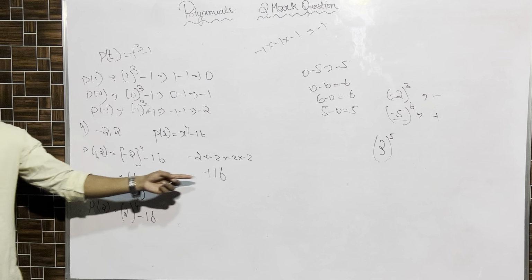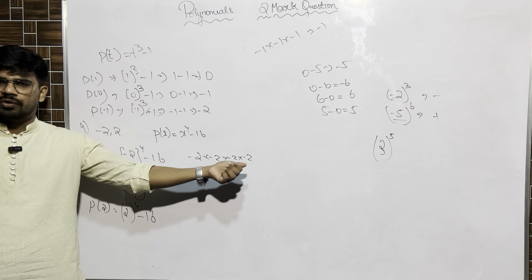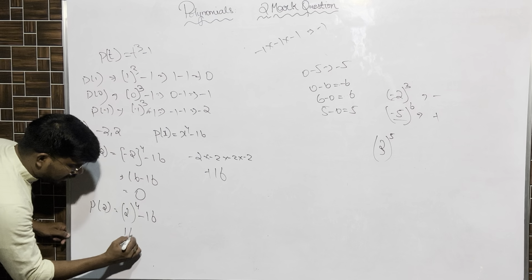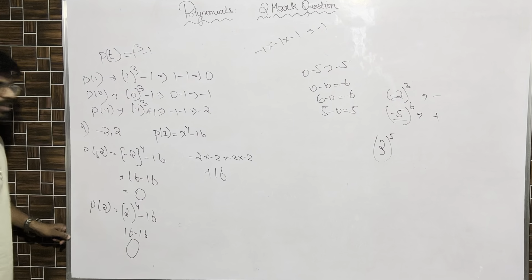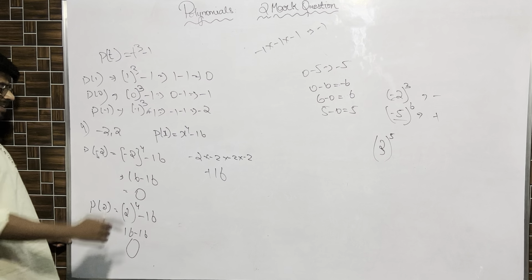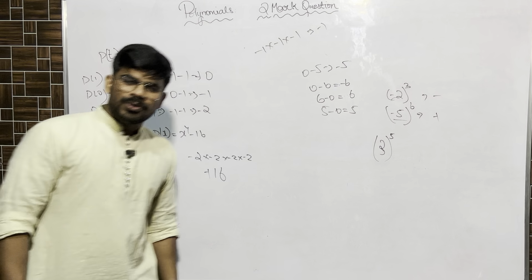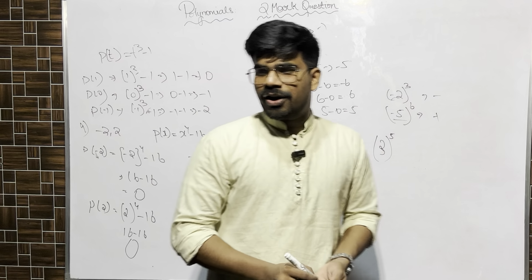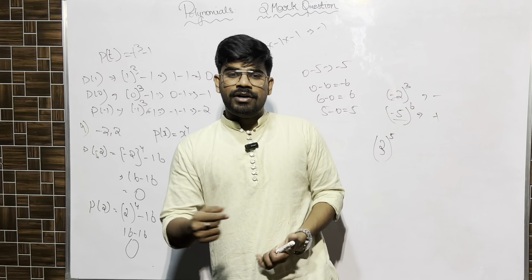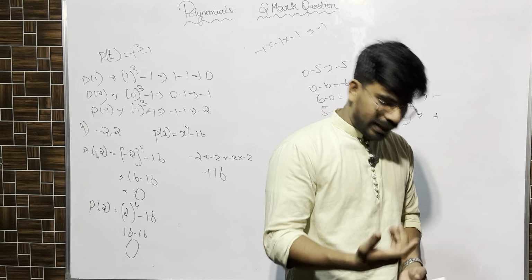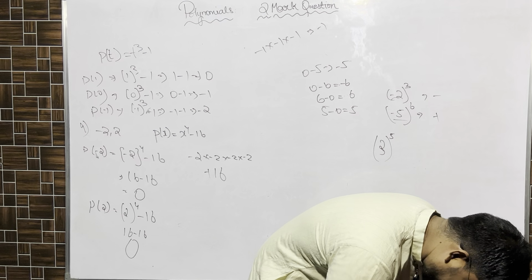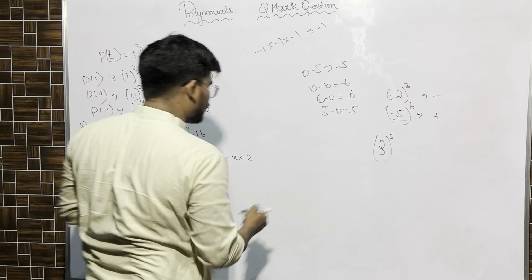2 power 4, you have to write 2 four times. 2 2s are 4, 4 2s are 8, 8 2s are 16. 16 minus 16, 0. So -2 and 2 are the zeros of the polynomial. Another word for zeros is roots. You can say zeros or roots. Clear? Next, question number 5.